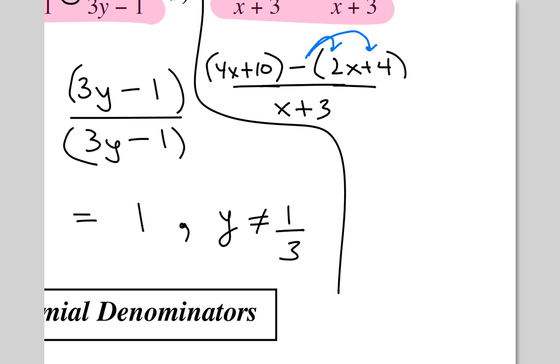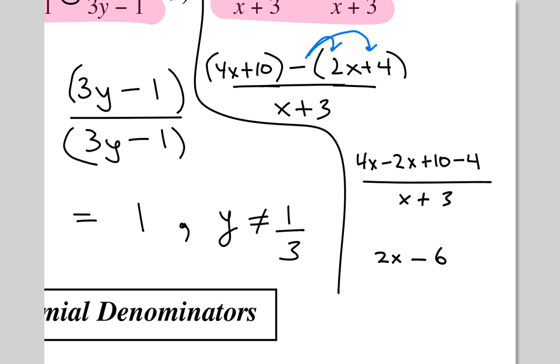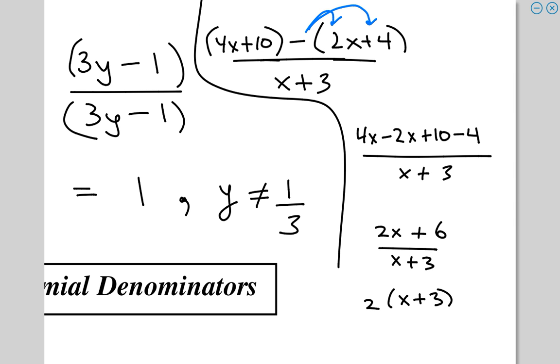Okay, so what's this going to be? 4x minus 2x. Positive 10 minus 4, all over x plus 3. Keep it going. What do you got? 2x plus 6 over x plus 3. I put minus 6 by accident. Thank you. Am I done? Ashwin, what can I do? GCF, what's the value? 2. Very nice. And then, lo and behold, what happens here? This is going to cancel. You're left with 2. Good, Jacqueline.